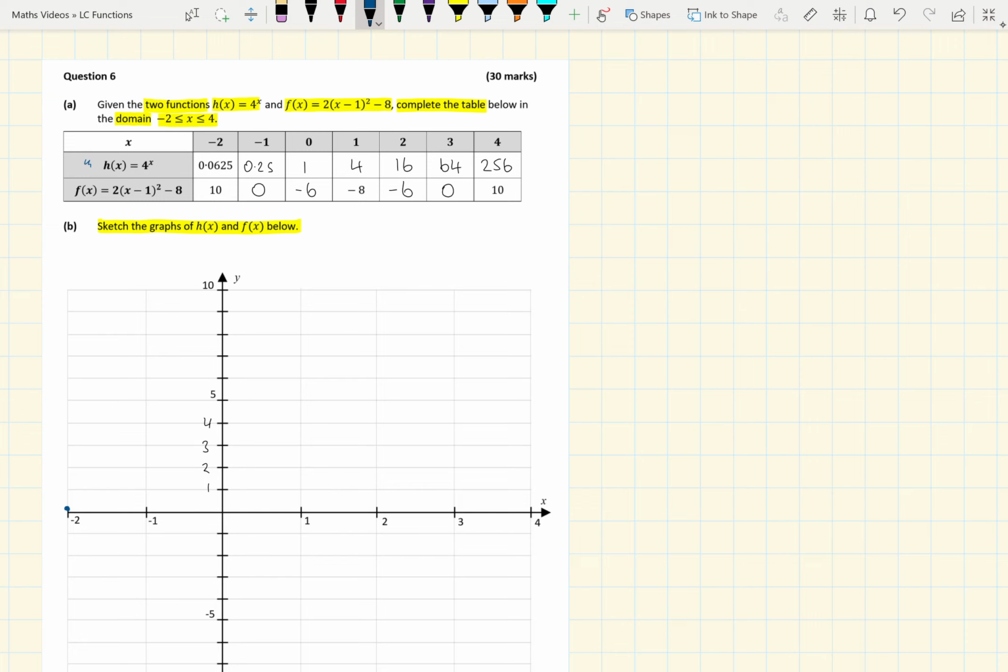-1 gives me 1/4. For 0 we get 1. For 1 we're going to get 4. For 2 we get 16. So it'll be roughly up here. And we're going to join that graph.